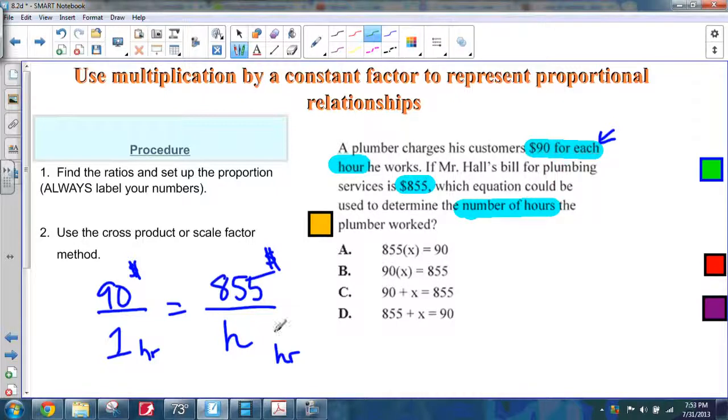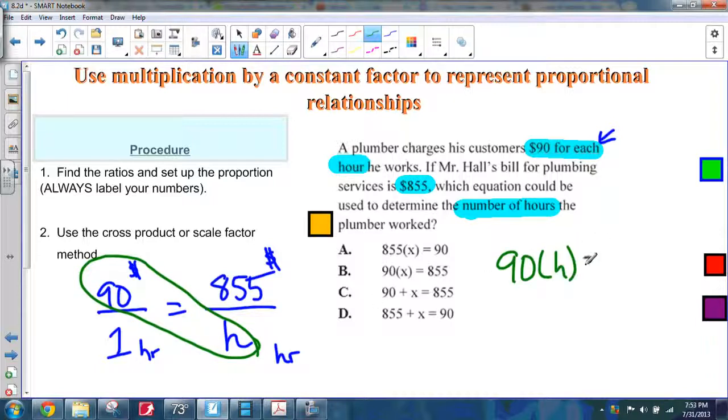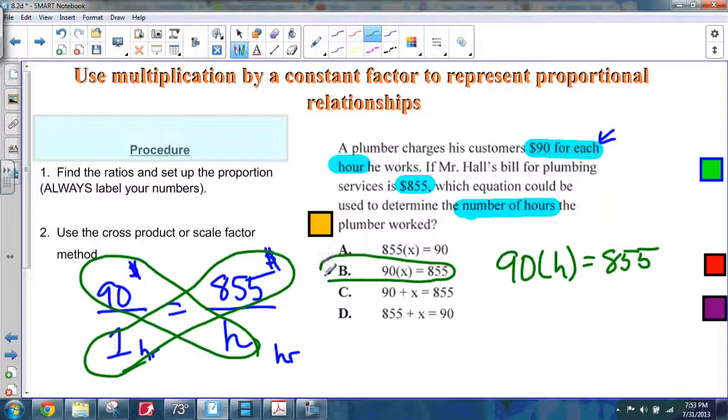So now let's use our cross product method. So we're going to multiply 90 times H, which will give us 90H. And that will equal 1 times 855, which is 855. Can you tell which answer choice matches our equation? It's correct, B. So we formed the equation using one of the characteristics of proportional relationships, which is the cross product. So let's look at another example.